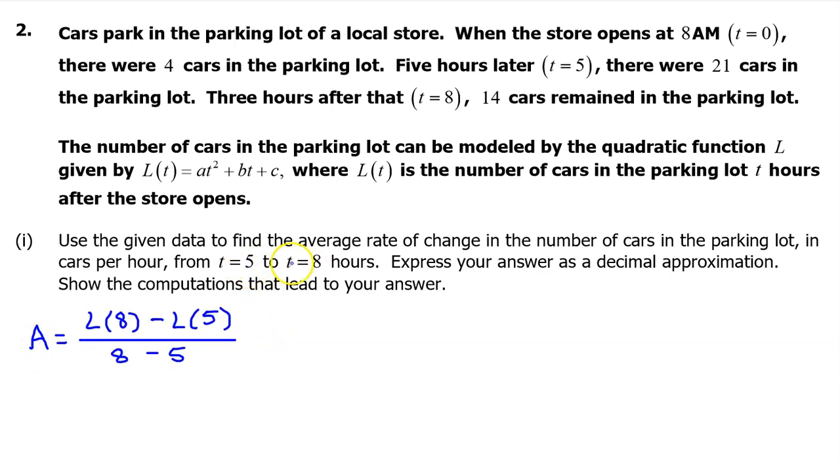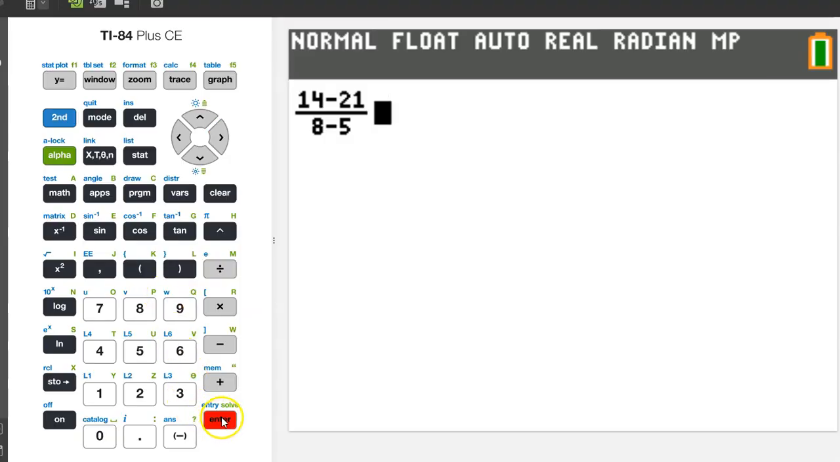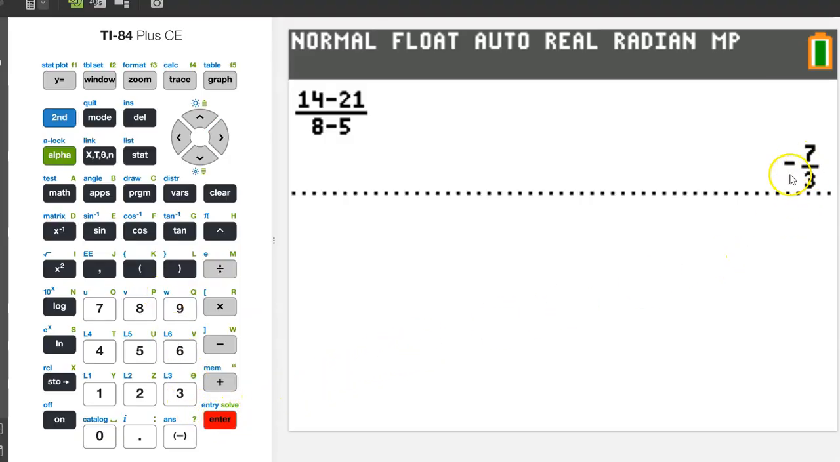On the interval from 5 to 8, the average rate of change in the number of cars will be given by L at 8 minus L at 5 divided by 8 minus 5. We were told in the setup that L at 8 is 14 and L at 5 is 21, so the average rate of change will be given by this expression. Let's type this in the calculator for the decimal approximation. The average rate of change is -7/3.